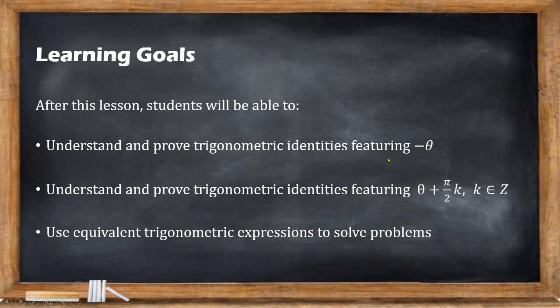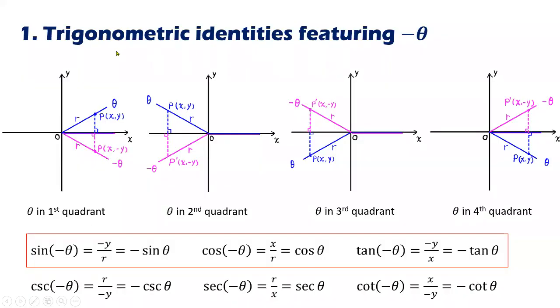featuring minus theta. Next, understand and prove trigonometric identities featuring theta plus half pi multiplied by an integer number k. Third, use equivalent trigonometric expressions to solve problems. Okay, so first of all, let's have a look at the trigonometric identities featuring minus theta.